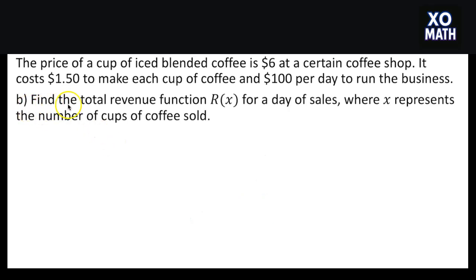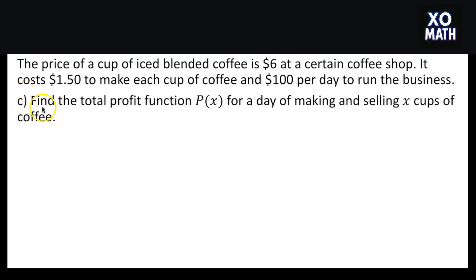Now for part B, we want to find the total revenue function R of x for a day of sales, where x represents the number of cups of coffee sold. Okay, so the revenue function, R of x, is going to be equal to the price of a cup of coffee, which we see in the problem statement is $6, times the number of cups of coffee sold. So revenue is also dependent on the number of cups of coffee sold in this case. So R of x is 6 times x.